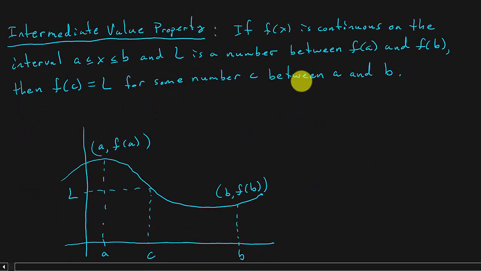And then this is the last thing we go over, the intermediate value property. I'm not going to get into it a whole lot. I'll explain one thing that it's used for, and then we have one more limit example to work that you might want to watch. So if f(x) is continuous on the interval [a, b], and L is a number between f(a) and f(b), then f(c) = L for some number c between a and b.